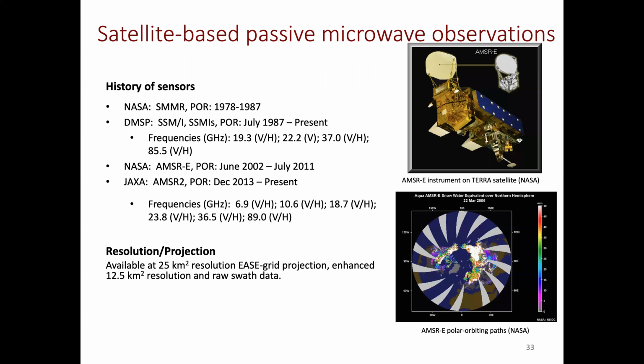The resolution of the raw data depends on the frequency. The most used product has been developed by NSIDC with the EASE grid projection and 25 kilometer resolution. A previous timeline I showed a few slides ago showed various satellites over time, so I won't go over these in detail, but notably the JAXA AMSR2 instrument has been operating in the recent time period since December of 2013.